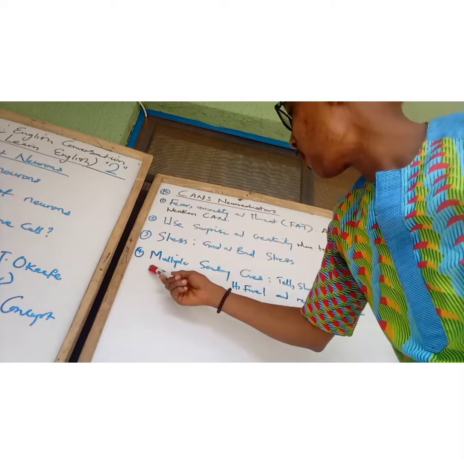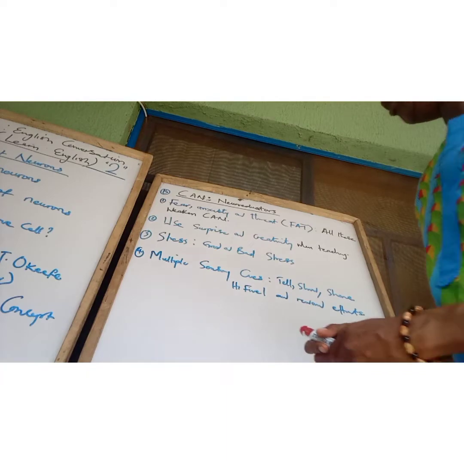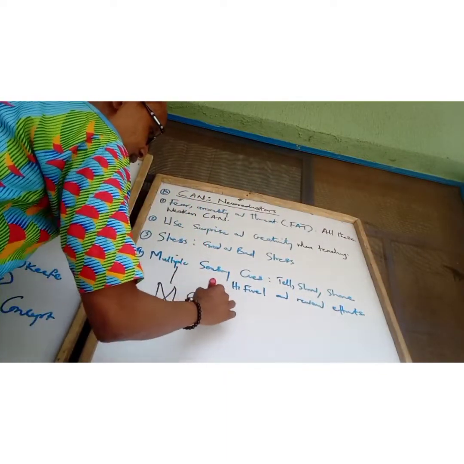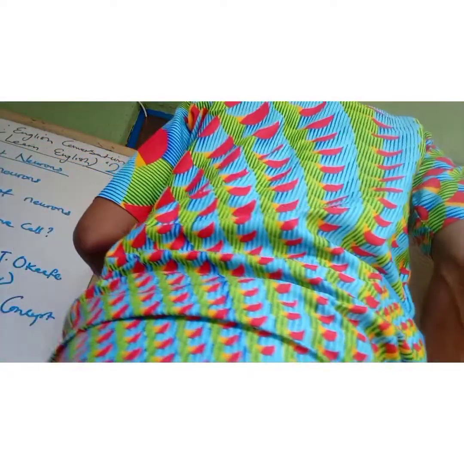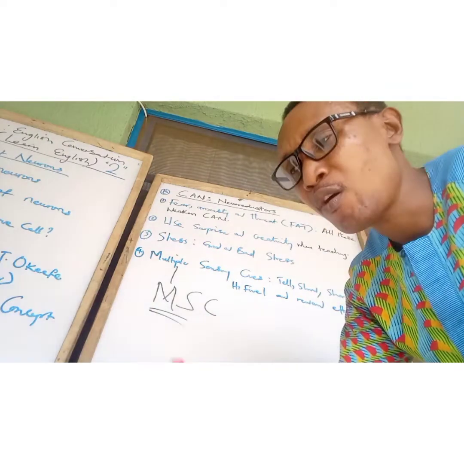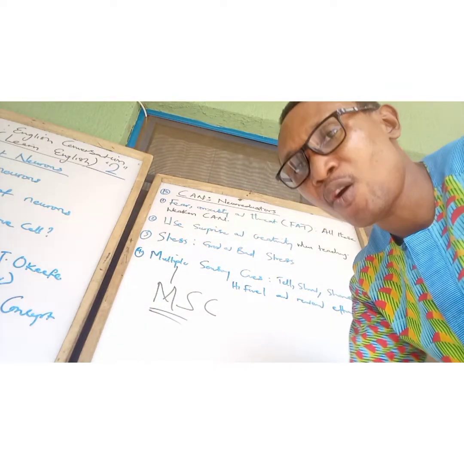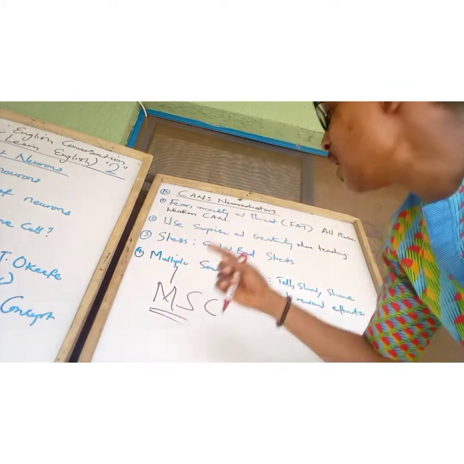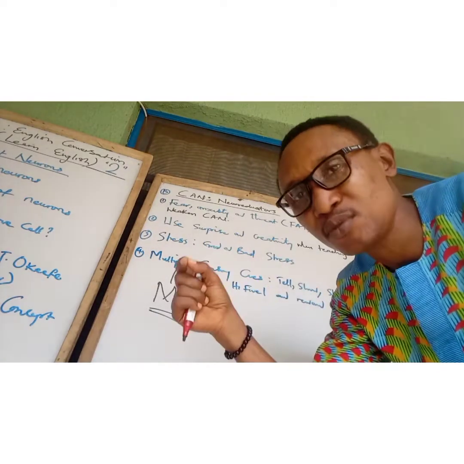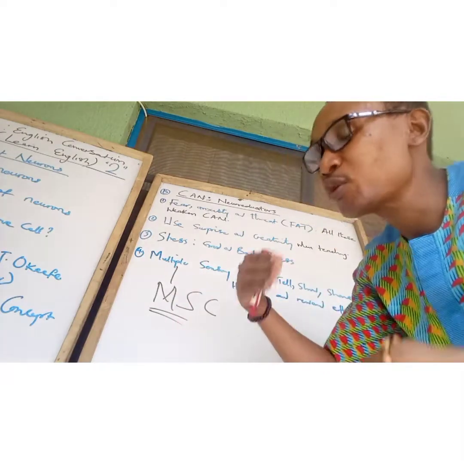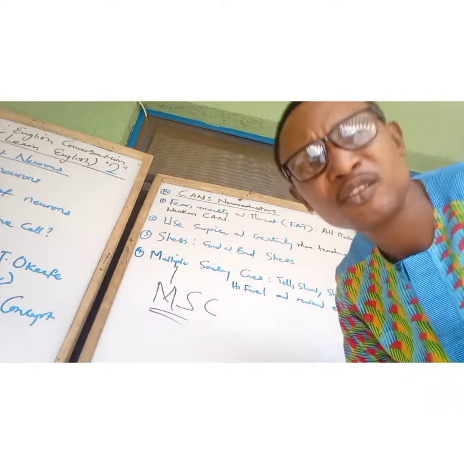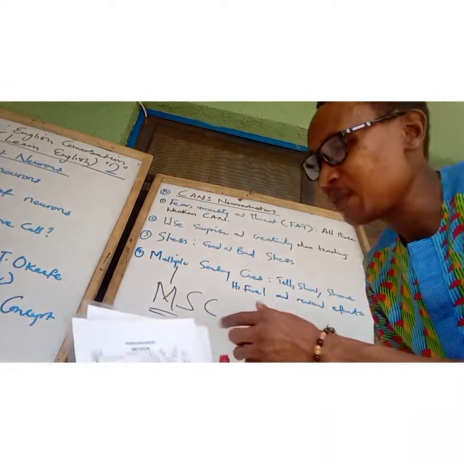Then finally, multiple sensory cues, what I call MSC. Whenever you're teaching as a neuro educator, or as a neuro educationist, or as an educational neuroscientist, please always remember MSC. This has to do with, yes, tell the students, use your voice to explain academic concepts.